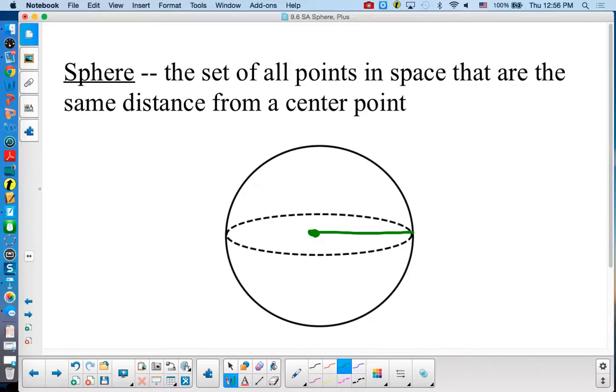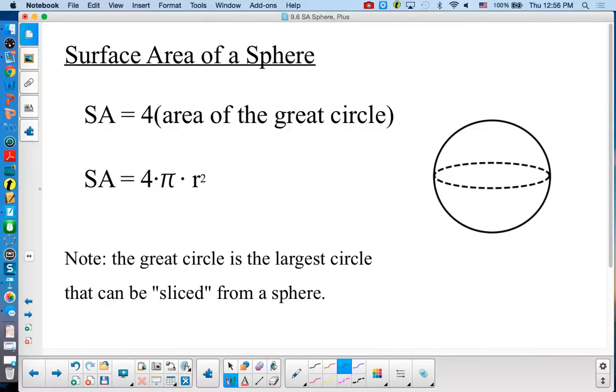Okay, so let's see, is that my next screen? Yes. Surface area of a sphere is simply 4 times the area of that great circle, the biggest circle you could get. 4 times that. So 4 pi r squared. And then think about your note card: the sphere surface area formula goes on the note card.